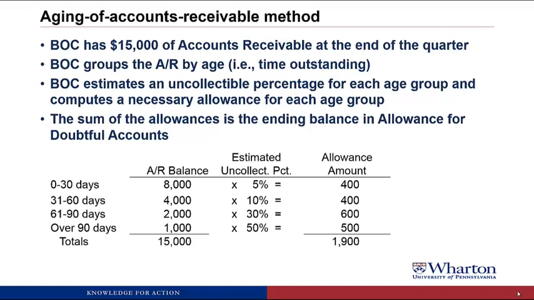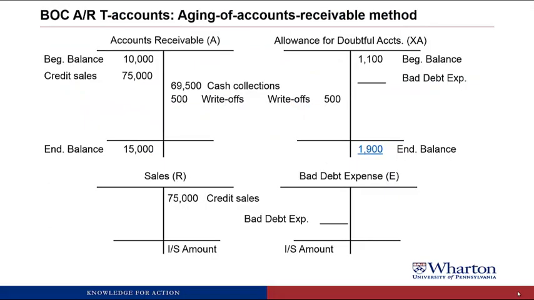Now that we've calculated the ending balance in the allowance for doubtful accounts, we need to calculate the bad debt expense for the quarter. So we put the ending balance in the allowance T account. We've got only one thing missing, that's bad debt expense. So if we take the ending balance plus the write-offs minus the beginning balance, we end up with $1,300 of bad debt expense. And that $1,300 will also show up on the income statement as bad debt expense.